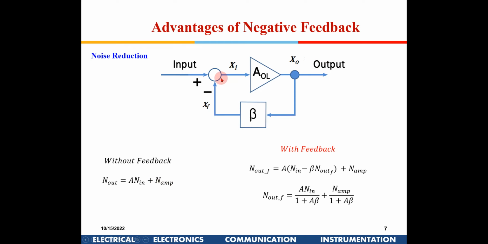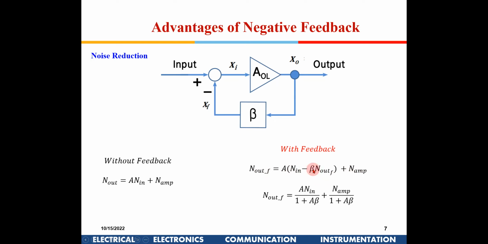Now with feedback, what happens? Noise with feedback: what is xi, which is getting amplified? It is noise in minus beta noise out, because this feedback is given here, plus noise amplifier. This noise amplifier is going to remain constant. In this case also it will be there. With feedback also this noise from the amplifier will be seen here. So I am writing that here.